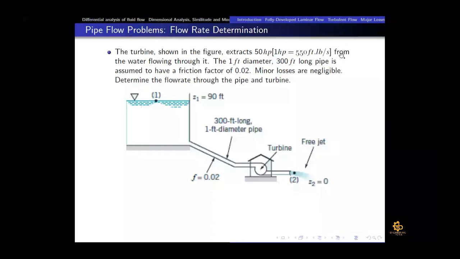The diameter of the pipe is 1 foot, and the pipe is 300 feet long, and the friction factor for this pipe is given to be equal to 0.02. Minor losses are negligible. Determine the flow rate through the pipe and turbine. In order to determine the flow rate, we know that volume flow rate is equal to cross-sectional area times velocity. So if we can determine the velocity, then we can determine the volume flow rate.